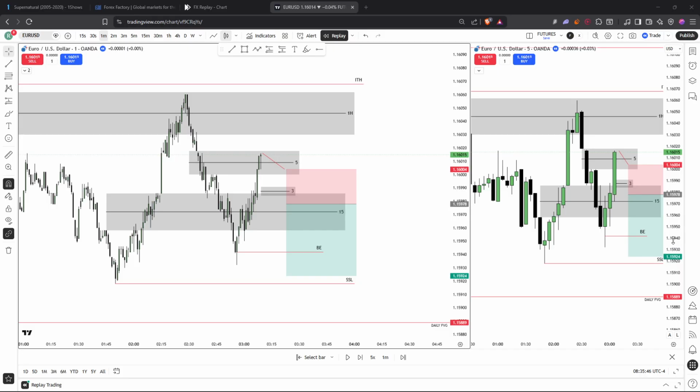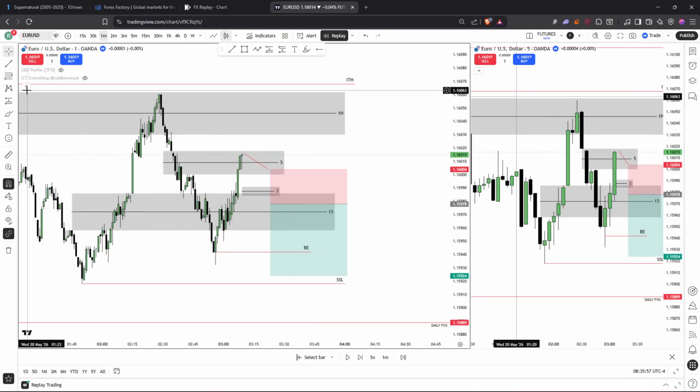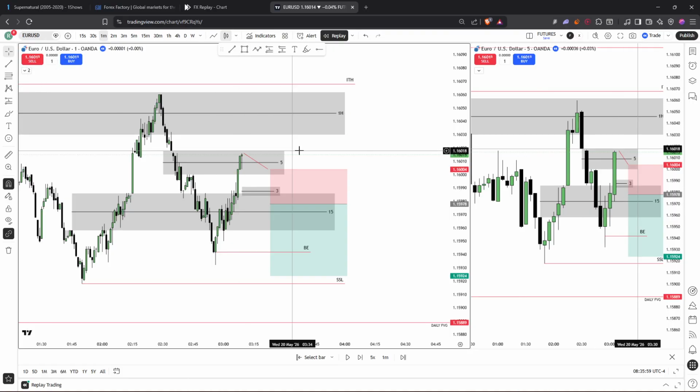Today we're going to be doing the recap of the trade that I've taken today. Today is 20 May 2026, a Wednesday, and I took this trade in the London session. So, let's just jump right into the trade recap.